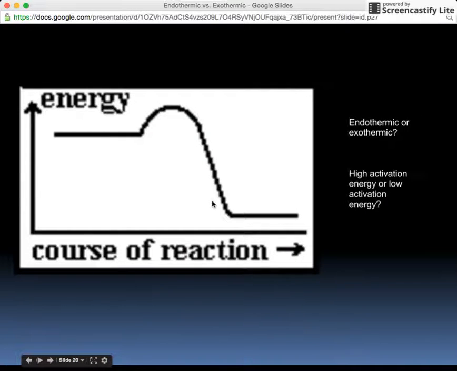For the next one, oh my goodness, sorry for the interruption. So is this one endothermic or exothermic? And also, does it have a high activation energy or a low activation energy? So pause the video and try to figure it out.